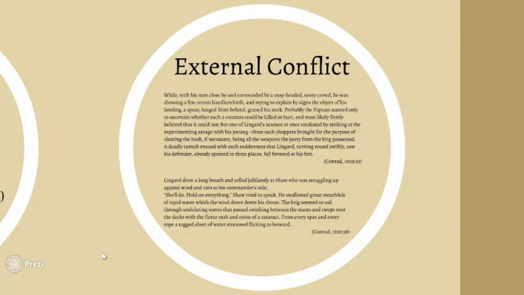External conflict. External conflict refers to conflict between one character and another character or a group of characters. It can also be between a character and a more abstract force. In this novel, the external conflict is man versus nature and man versus man. Here are some quotations that show the conflict.